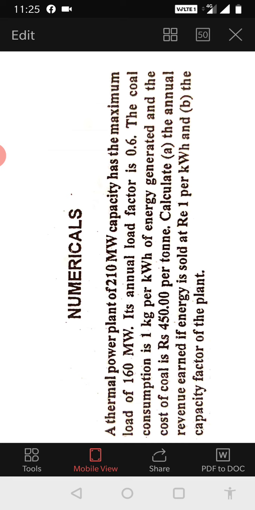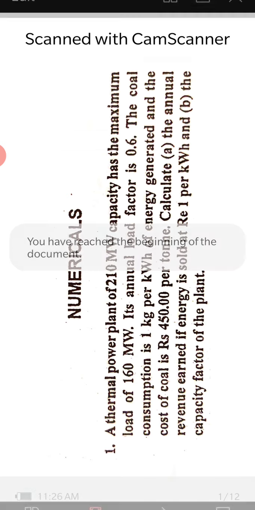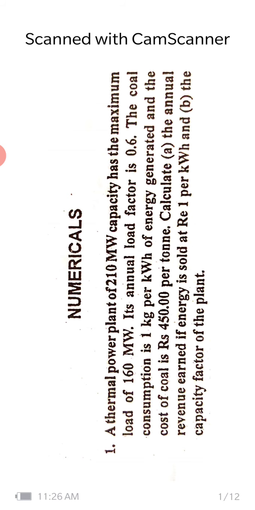Like, a thermal power plant of 210 megawatt capacity has the maximum load of 160 megawatt. Its annual load factor is 0.6. The coal consumption is 1 kg per kilowatt hour of energy generated and the cost of coal is rupees 450 per ton. Calculate the annual revenue earned if energy is sold at rupees 1 per kilowatt hour, and the capacity factor of the plant.